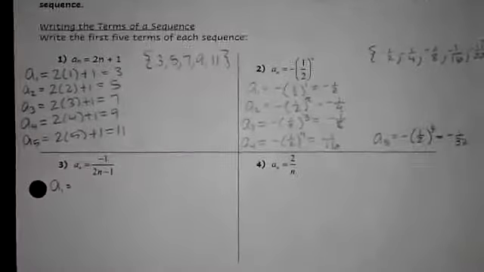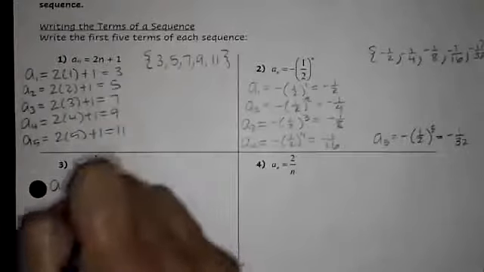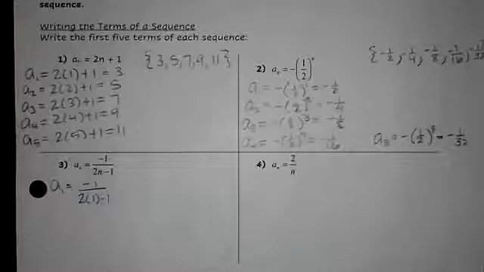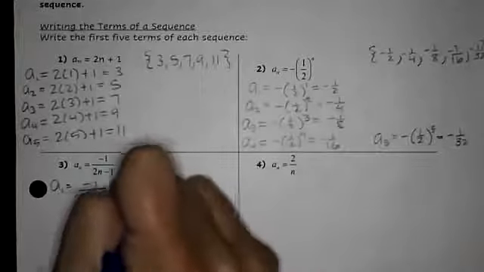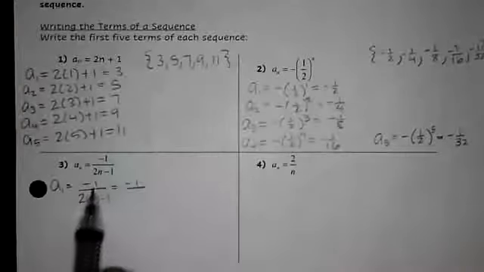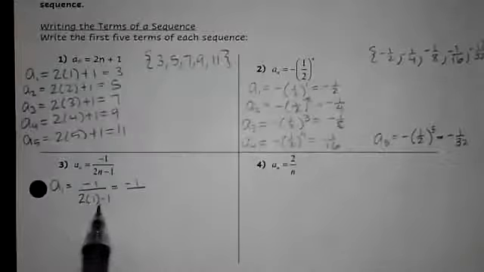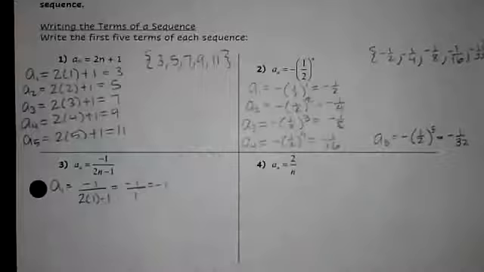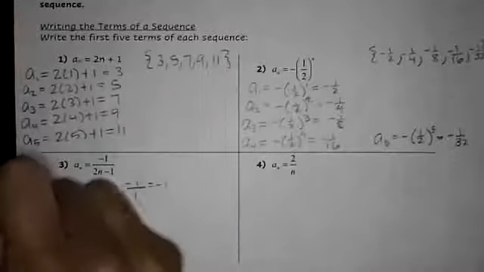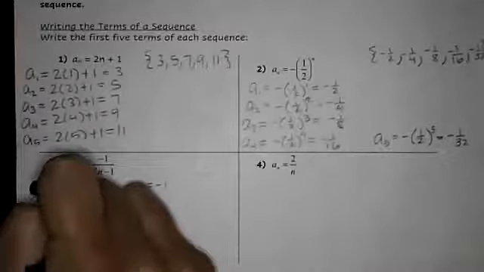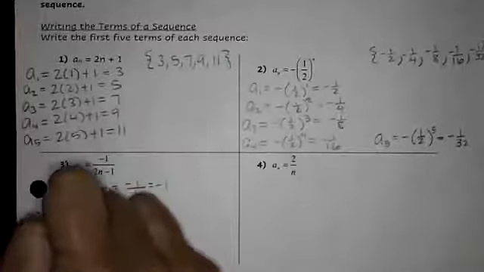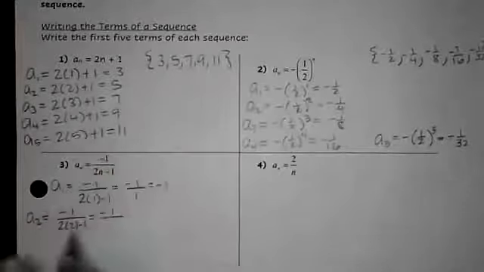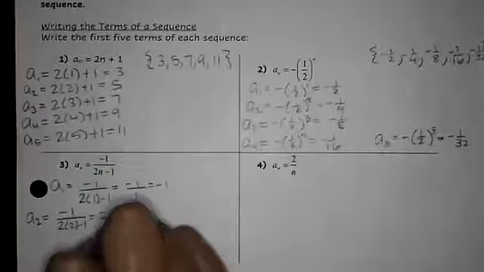For this one here, I would plug in a 1 for the n, and so I get negative 1/2 times 1 minus 1. That gives me a negative 1 on top. 2 minus 1 is 1, which is a negative 1. For my second term, I'm going to do the same thing and plug in a 2 for the n. That gives me negative 1/4 minus 1, which is 3.